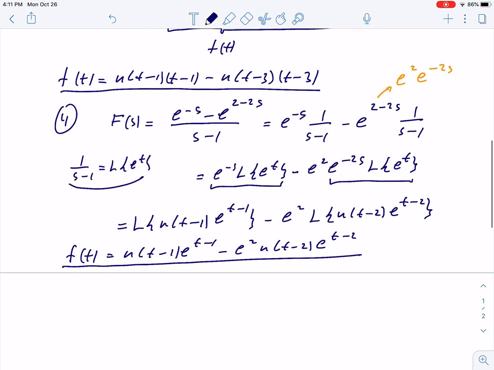Moving further, number 6. In number 6, we are given F big to be s times exponential minus s on top, divided by s squared plus pi squared. So I shall rewrite it with the exponential in front, like that.